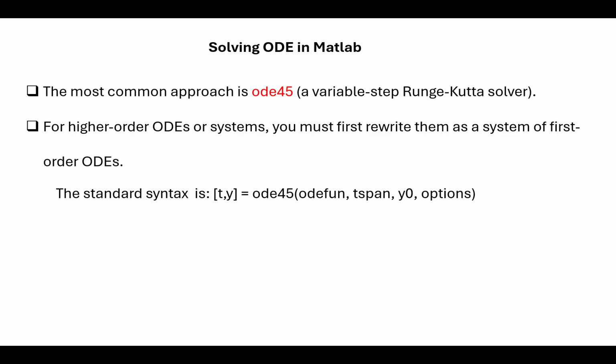Now, the standard syntax is that you have two square brackets, with t comma y, for example, then the solver ODE45. In this case, the function is called odefun, then tspan, which is the time span, how long you want to run, then y0, the initial condition, and options, some other settings that you want to specify.